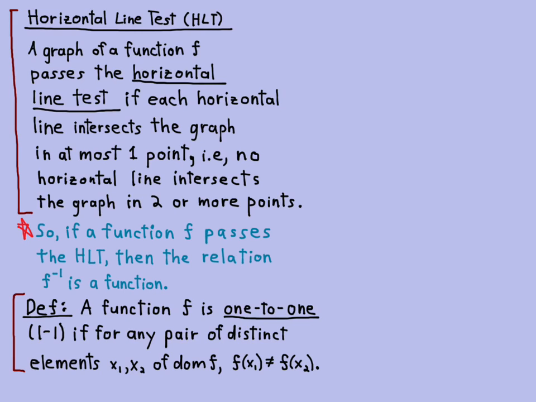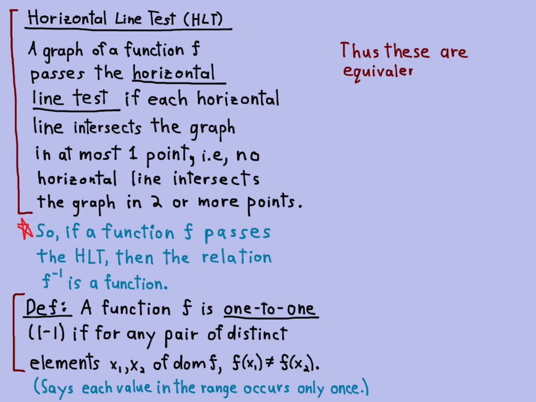So like if you have 1 comma 2, then you can't have a 2 comma 2. The second coordinates would have to be different. So 1 comma 2, 2 comma 4 would be okay. So they're saying the second coordinates don't repeat. So it says each value in the range occurs only once. That's just a simple way to look at it for some types of problems.